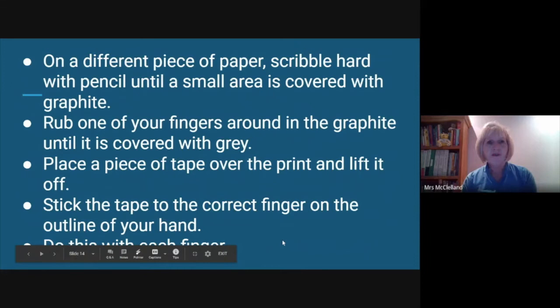So once you've got a lovely grey area, rub one of your fingers around in the graphite until it's covered with that grey. Then put a piece of sticky tape over the print and lift the grey off. Stick that tape to the correct finger on the outline of your hand. Do this with each of your fingers. So then you can go back to the pictures and start looking to see which pattern it is. Remember, there's the loop, there's the whorl, or there's an arch shape.